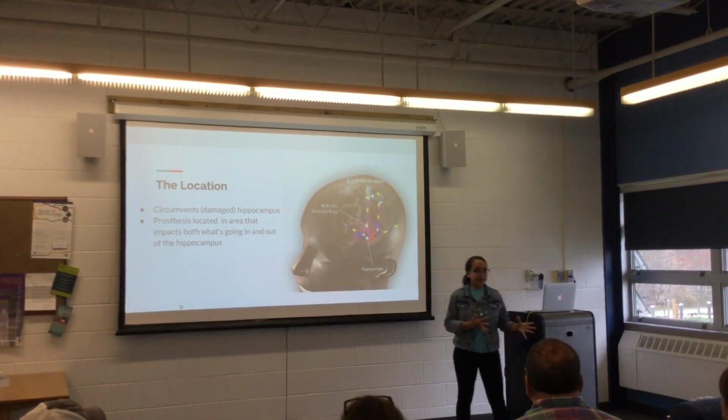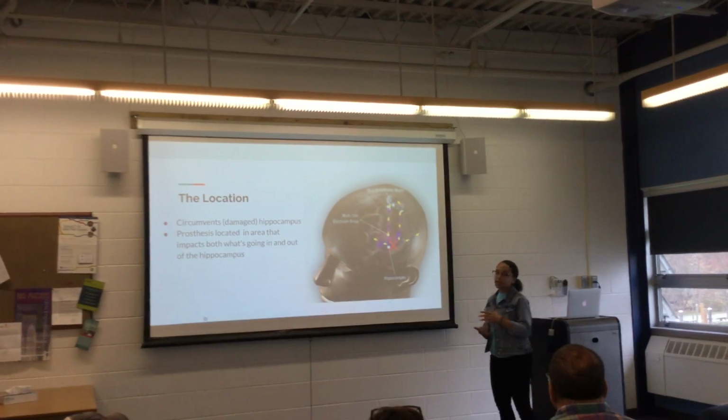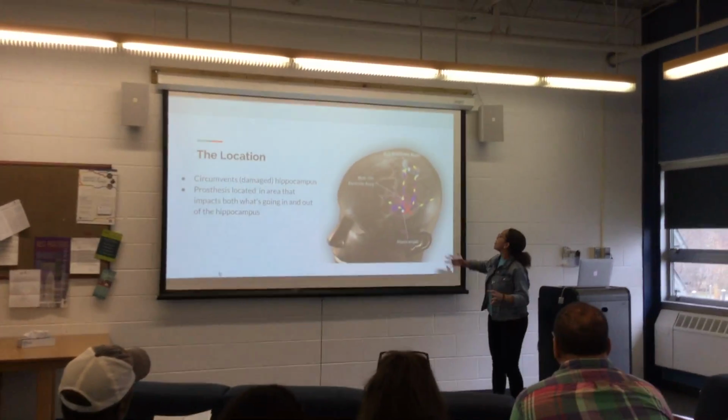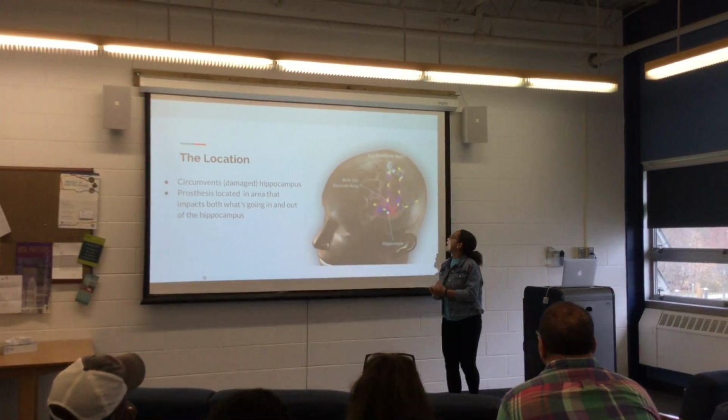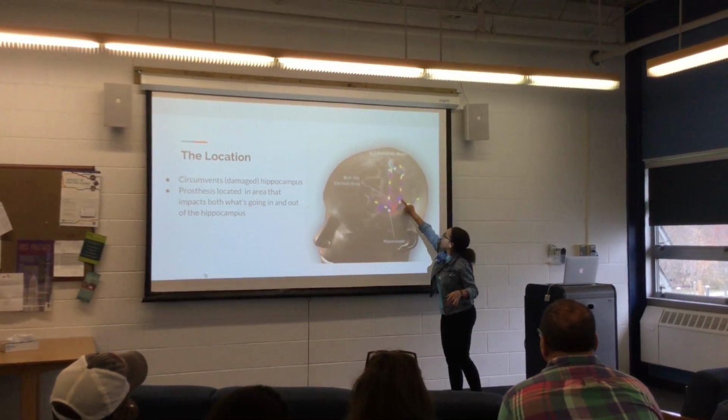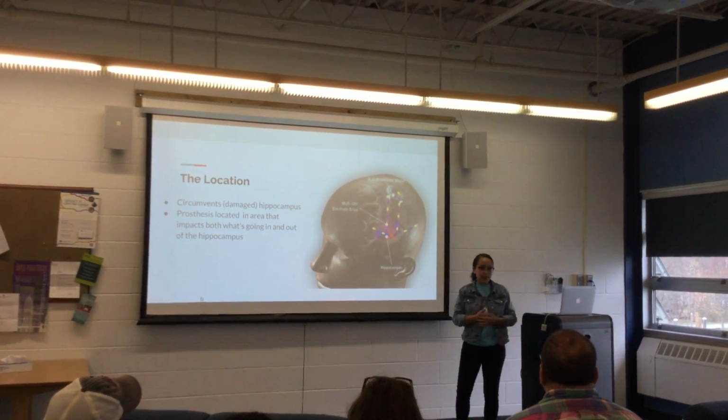So back to the prosthesis. The location of it is really important. This gray thing right here, that's the prosthesis. And this is the hippocampus, and as you can see, the X represents the damaged hippocampus.